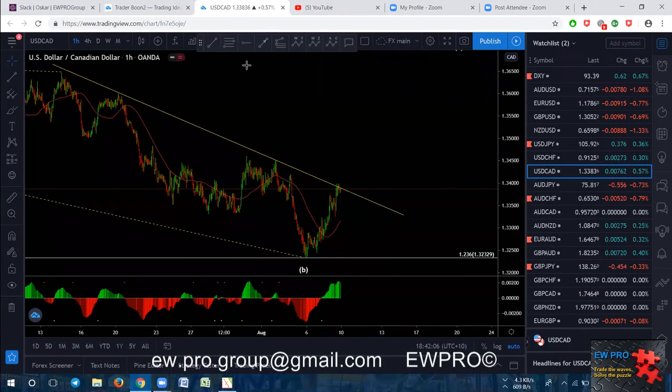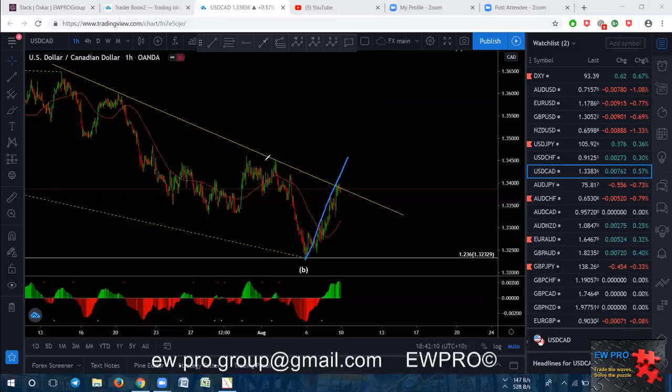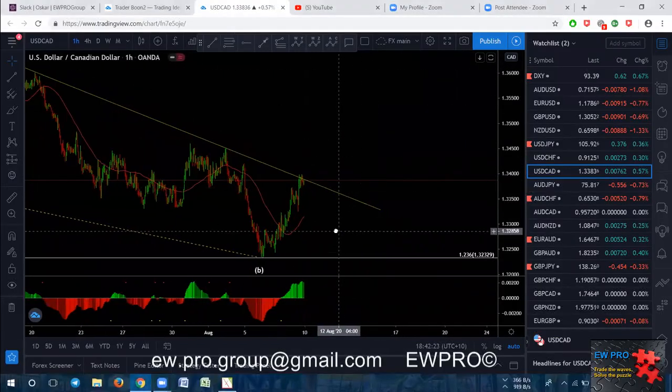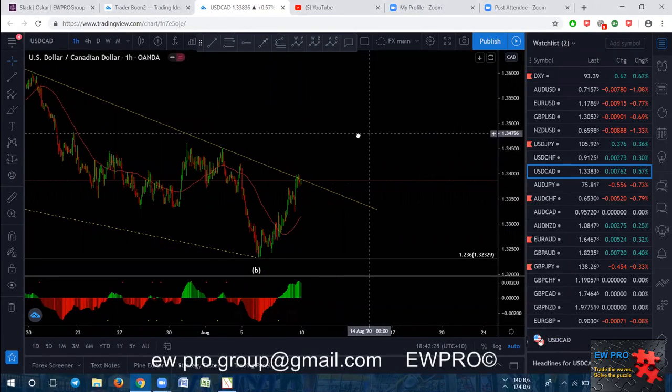So ideally, I really wanted it to break out above here and then give you a flag or a correction to buy. Yeah, so really need the high on this one to confirm that this is over.